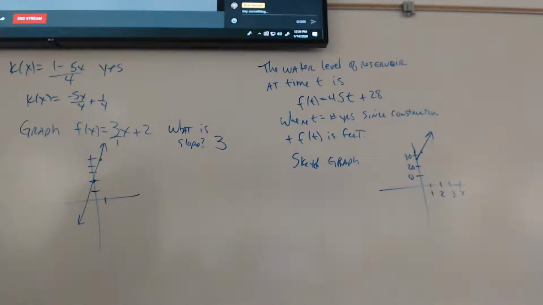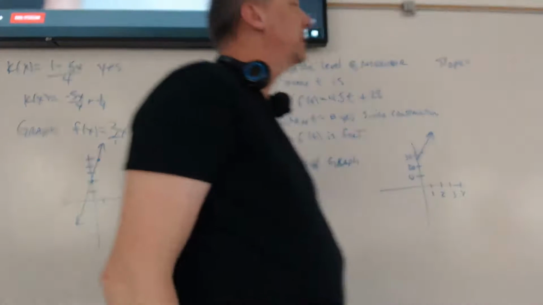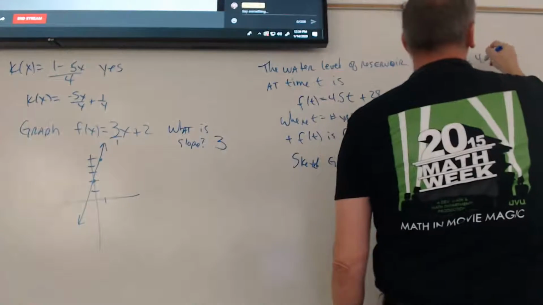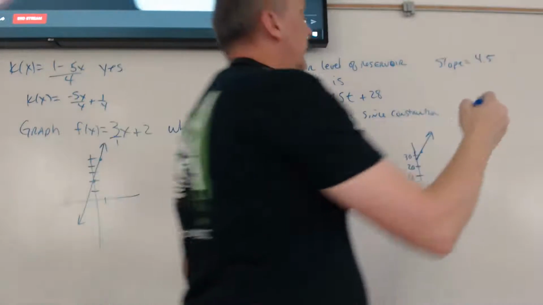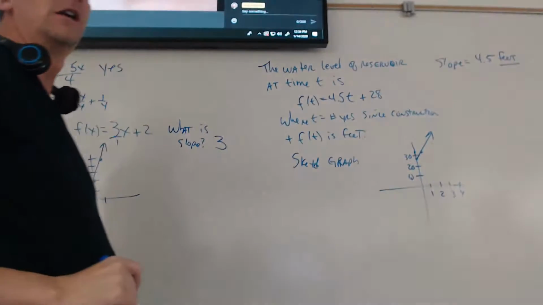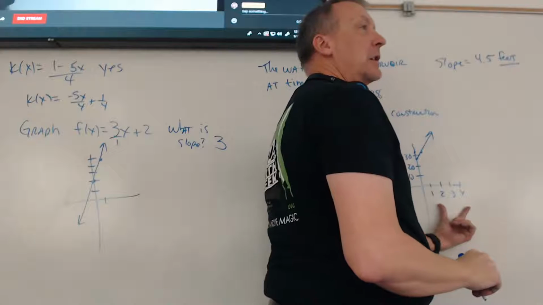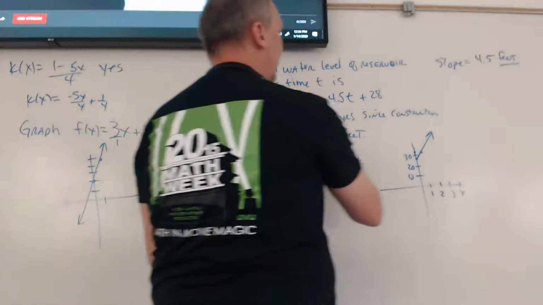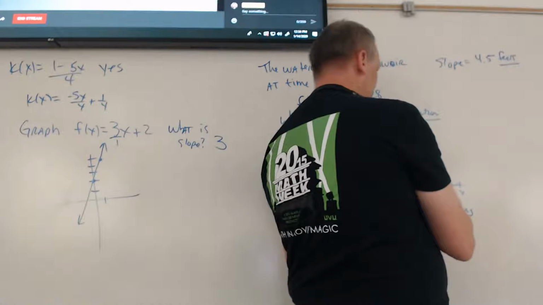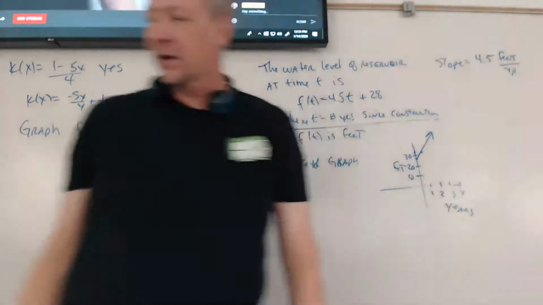Let's see here. How about, what's the slope? Tessa, it must be your turn. 4.5 what? Feet. Per, you know what this represents? T is the number of years since construction, right? So these are years. This is years. This is feet. So feet per year. Okay, well done.